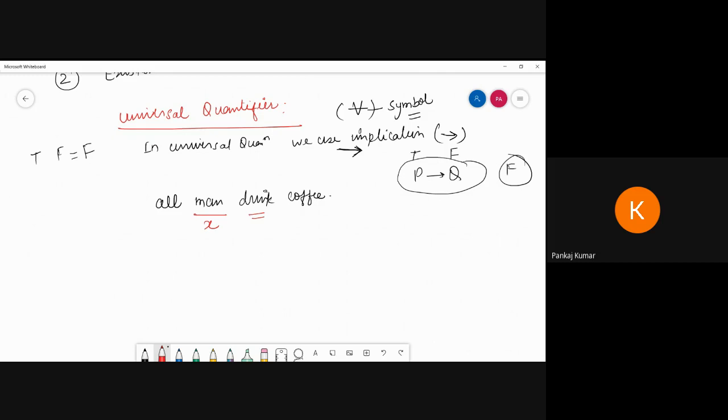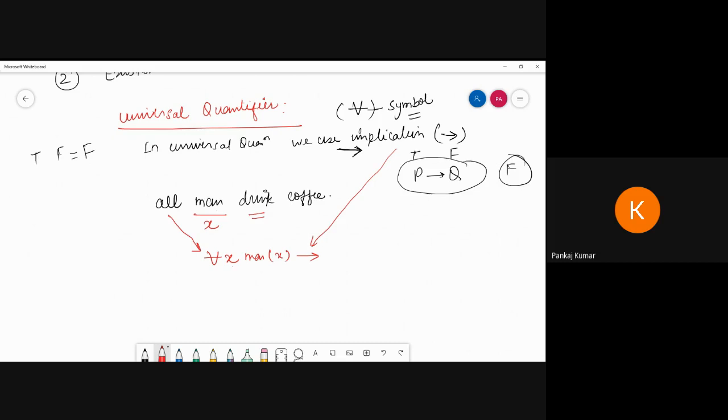Now here I am going to write for all man x, that means for all x. For man I am going to write x, and after that a man represented as a function of x, that means this man is represented as x, whatever the value 1, 2, 3 represents man. And this uses the implication, as you know.